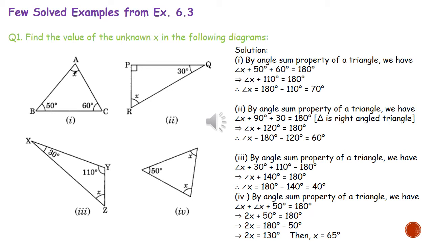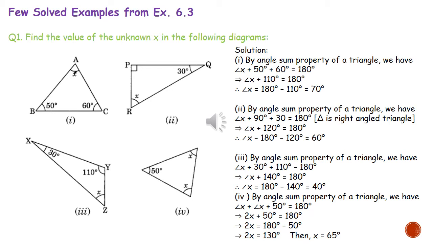Similarly, in the second part of the sum, in triangle PQR, we have to find out the value of x. Here angle P is equal to 90 degree. So if we add the three interior angles, 90 plus x plus 30 is equal to 180 degree. So 90 plus 30 is 120. X is equal to 180 minus 120, that is equal to 60 degree.